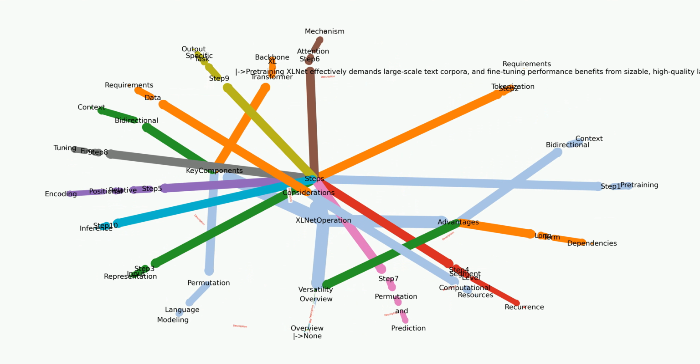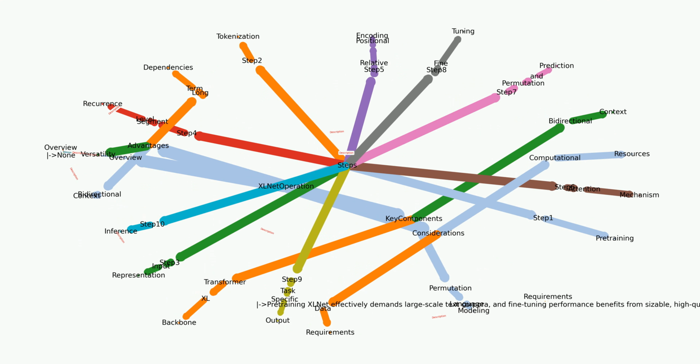Step 5. Description: Relative positional encoding. XLNet uses relative positional encoding to represent the position of tokens relative to each other, improving the model's ability to generalize across different text lengths and structures. Step 6. Description: Attention mechanism. The model employs multi-head self-attention to capture relationships between tokens, attending to different parts of the input sequence simultaneously to understand context.